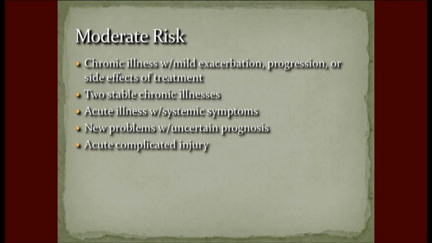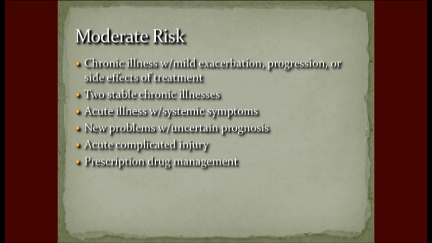An acute complicated injury. It can be complicated by the type of injury, the mechanism of injury. It can be complicated by the type of patient. You know, if somebody falls and bumps their elbow, that's one thing. If they're also on Coumadin, that's another thing. If they got dizzy first, then fell, that's another thing. And so a complicated illness or injury makes it a level 4.